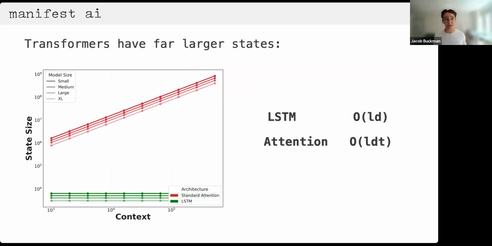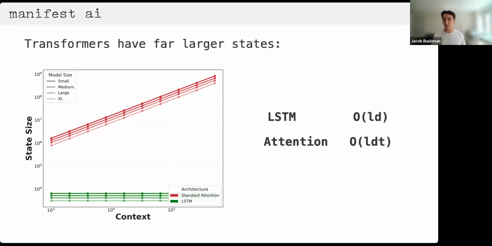And here's the thing: transformers have far larger states than classic RNNs. Transformer states scale with O(LDT), where L is the number of layers, D is the width of the head, and T is the number of time steps, because you have to store, for each of the L layers, T different things, one for each time step, of width D in the KV cache. But for LSTMs, the entire state is just LD.